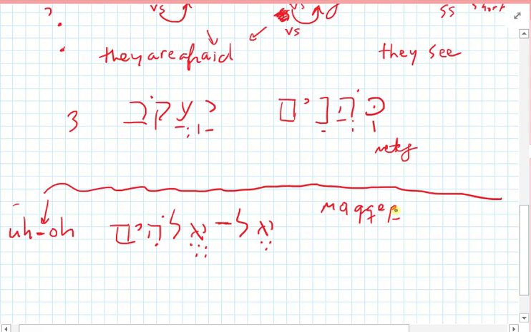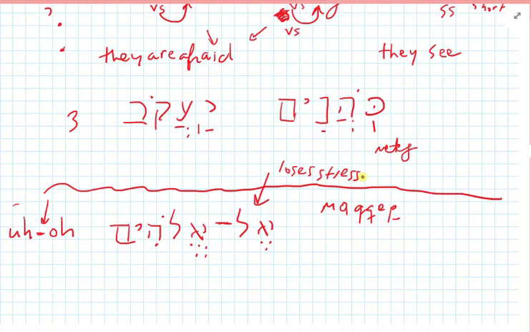So, okay, but here's the really important thing. Not just how you write it, but what's important is that whenever you have a makaf, the first word before the makaf loses its stress. Okay, if you have a makaf, that word has lost its stress. You're going to sound out the whole expression as if it were one long word, but the first part of the word is going to be unstressed.